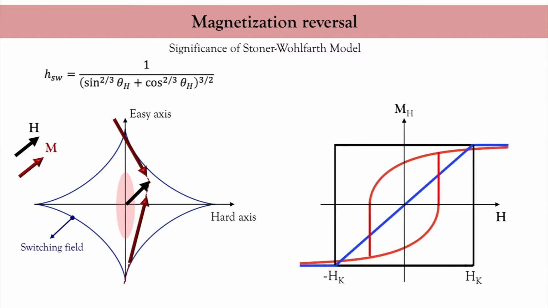You see two remarkable features here. First, the switching occurs at a field much smaller than the anisotropy field. And second, the saturation occurs at a much larger field.